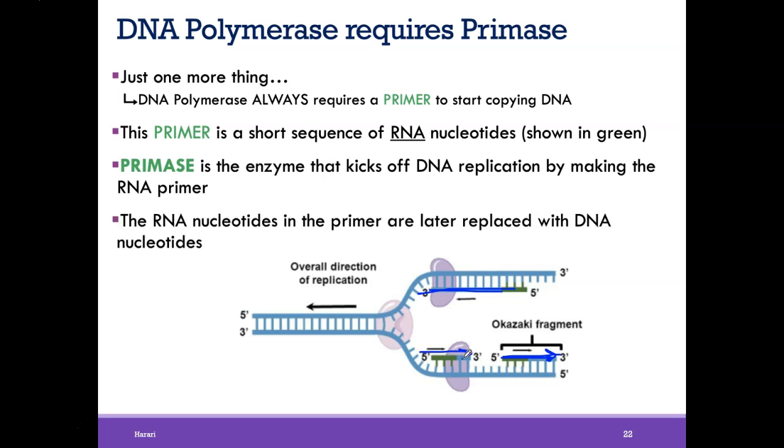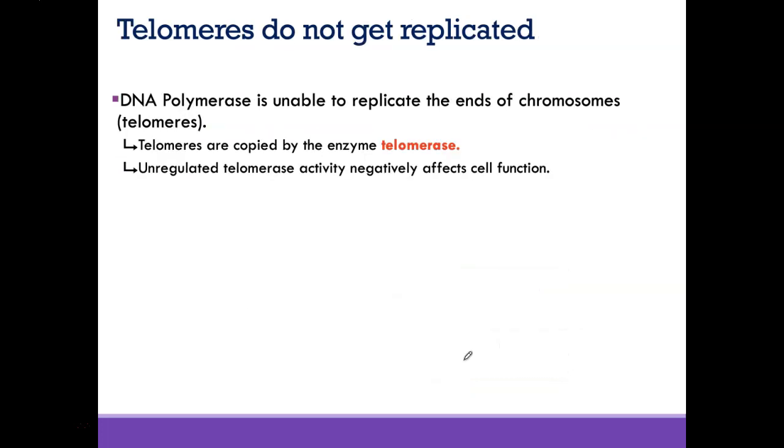The RNA nucleotides in the primer are later replaced with DNA nucleotides. So your chromosomes are 100% DNA. There's no more RNA left. Because of lagging strand synthesis, the very ends of chromosomes do not get replicated.